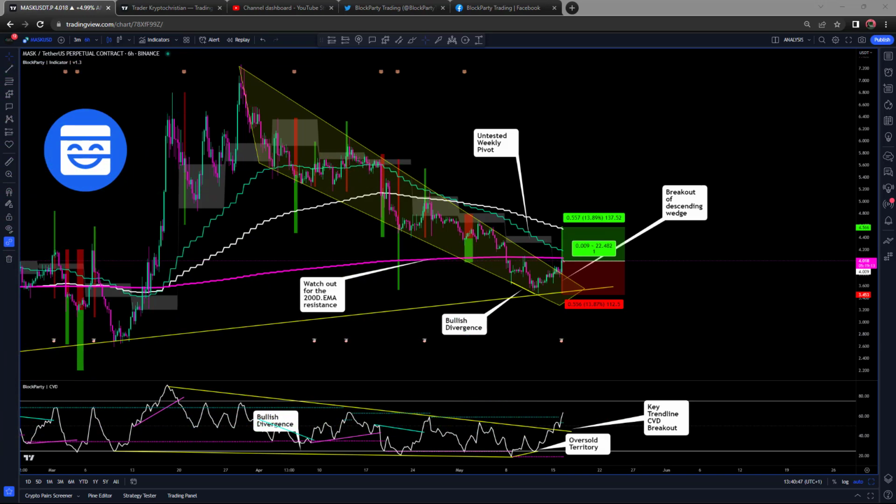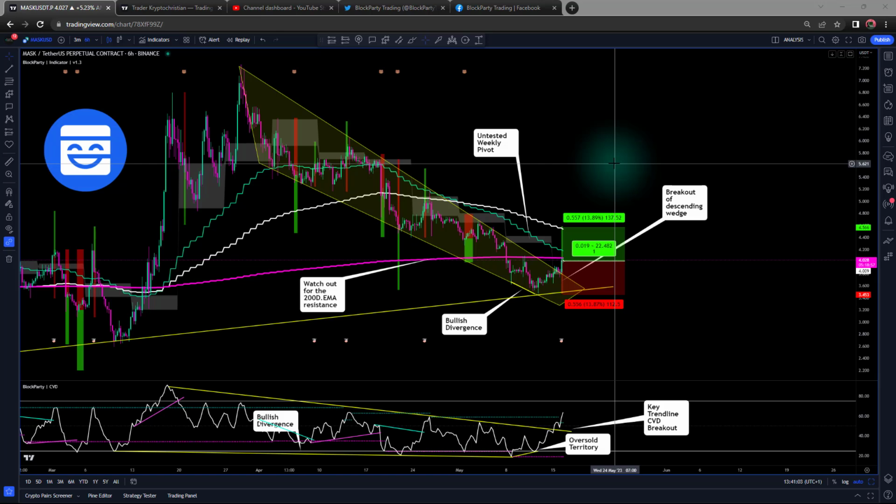Today we are looking at Mask Network on USDT, perpetual contract on 6-hour time frame on Binance. And this is looking pretty fantastic for a long setup. There are quite a few things that we need to take a look at in order to clarify.